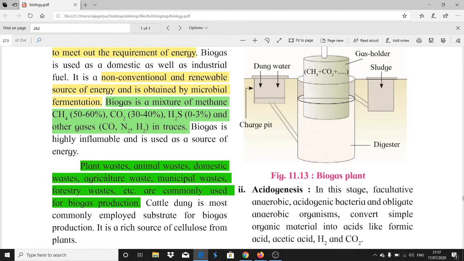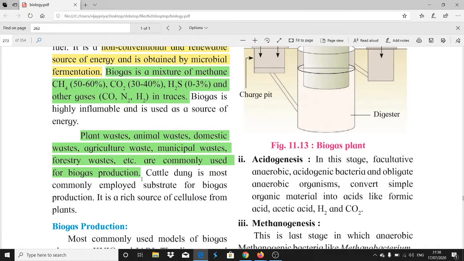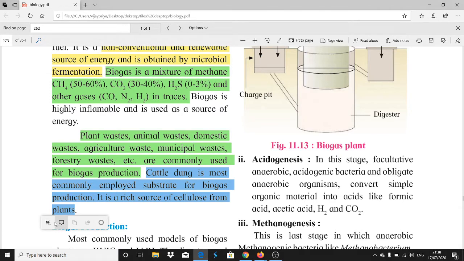These are the number of waste products produced from plants, animals, domestic waste, agriculture, municipal, forestry, etc. There is no use of such waste products; we throw them out, so all such wastes can be used in biogas production. Cattle dung is the most commonly employed substrate for biogas production, and it is a rich source of cellulose from plants. Again, this is a very important part of this.